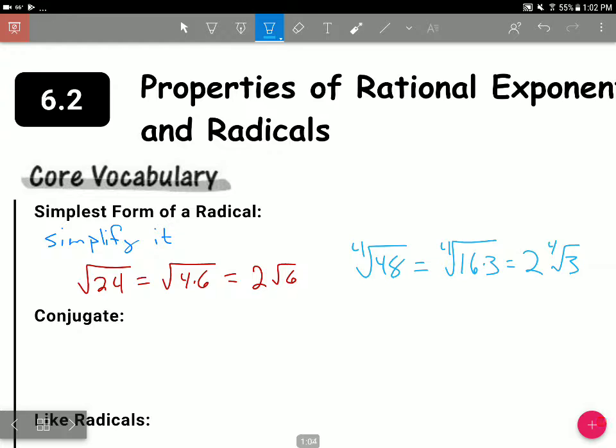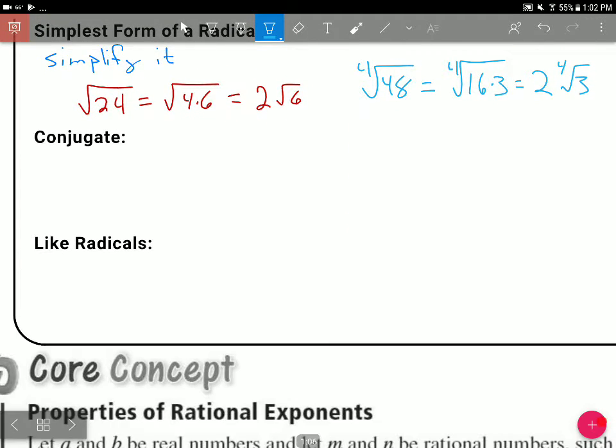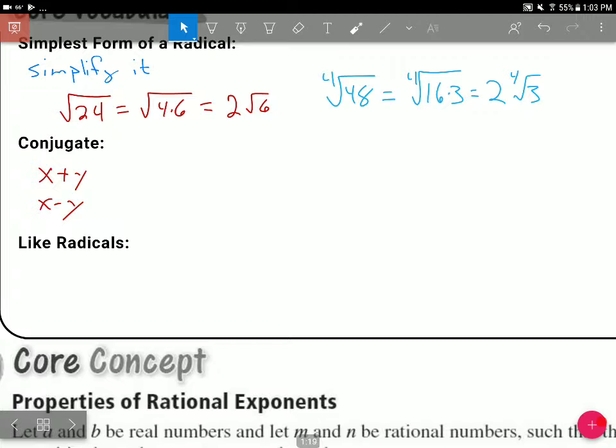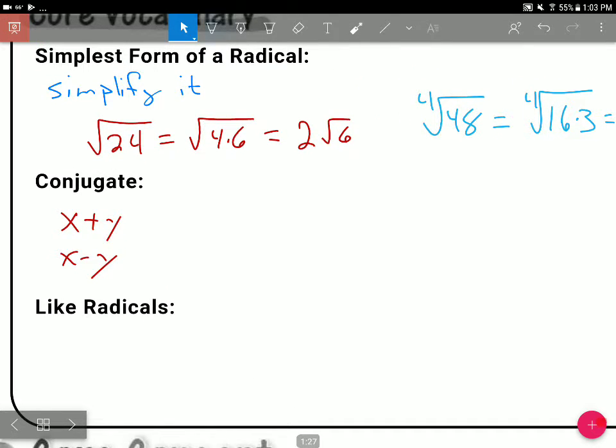A conjugate, you've actually already dealt with a lot of conjugates. Anytime you saw an x plus y and an x minus y. A conjugate is when you have basically 2 binomials, but one has a positive in the middle, one has a negative in the middle. You've already dealt with this with imaginaries, like 2 plus 3i, 2 minus 3i. It's the same thing with a plus and a minus. Oftentimes we write it like this, 2 plus or minus 3i, because those are conjugates of each other.